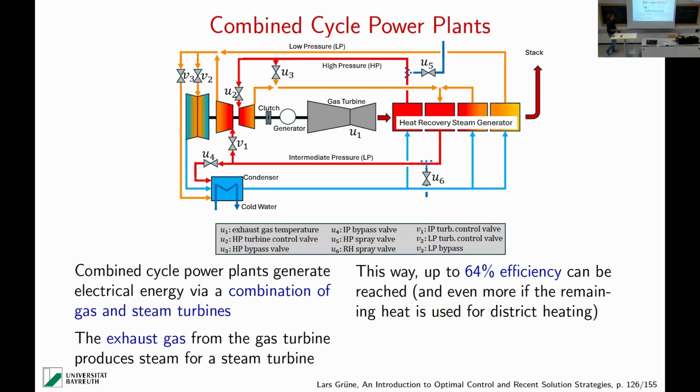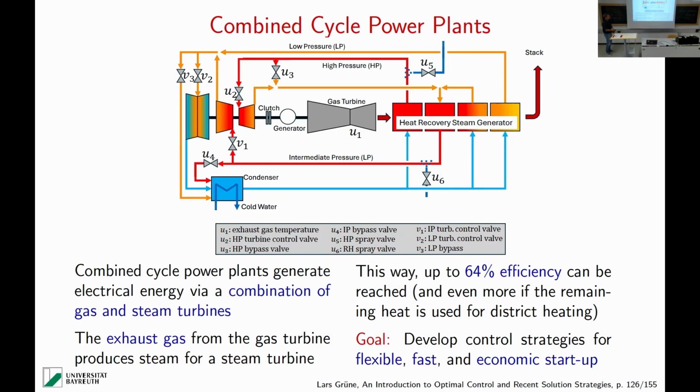And they can actually reach up to 64% efficiency. So 64% of the energy that's in the gas can be converted into electrical energy. And if you use the remaining heat, say for a district heating system, you can do even more. But even the 64% are really good. That's really state of the art at the moment.